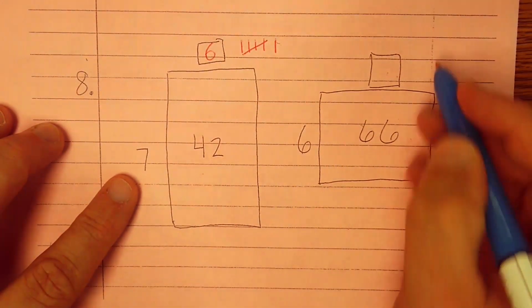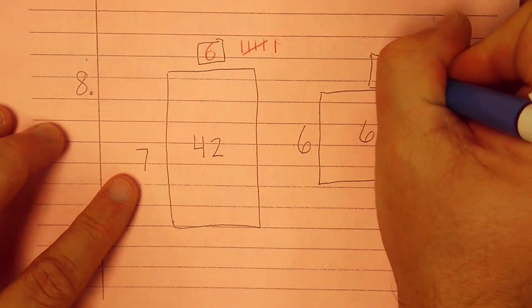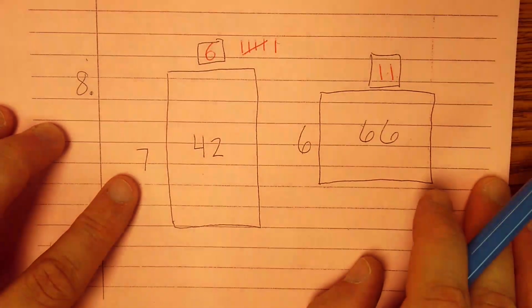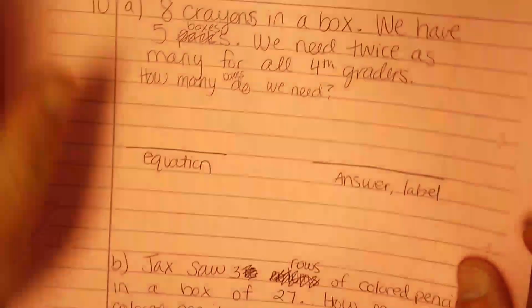6 times what is 66? The famous 11. 11 times 6 is 66. Okay? Getting close to being done here.